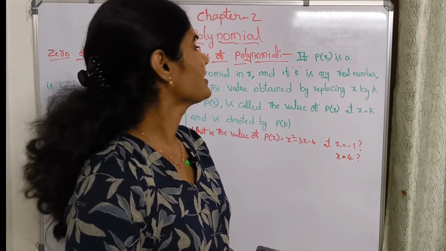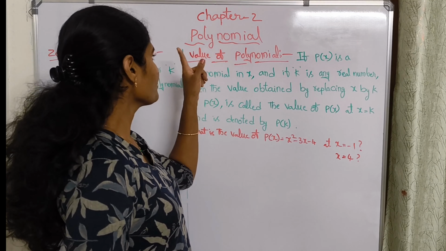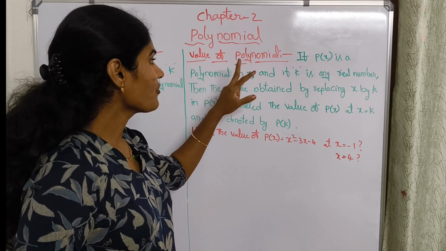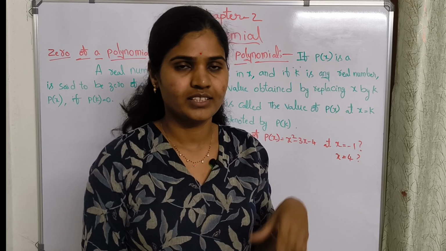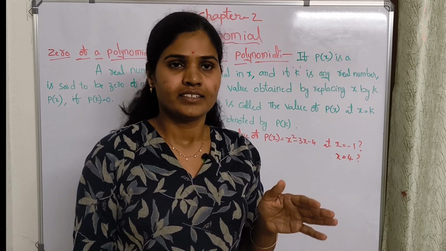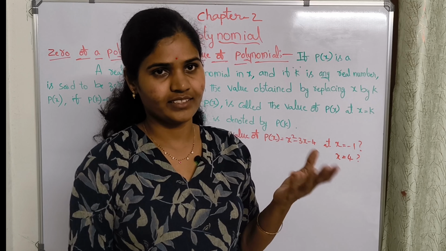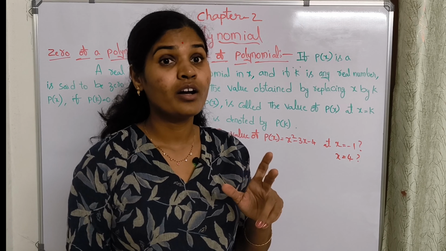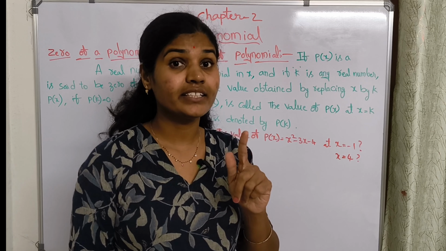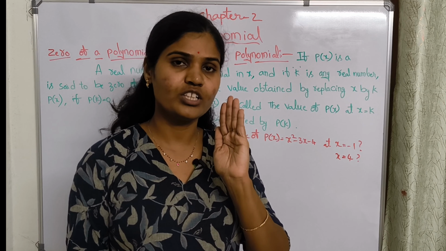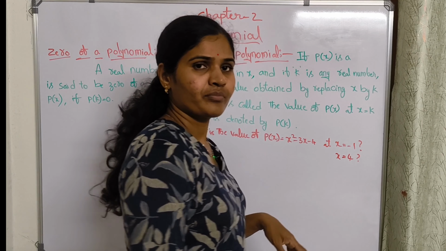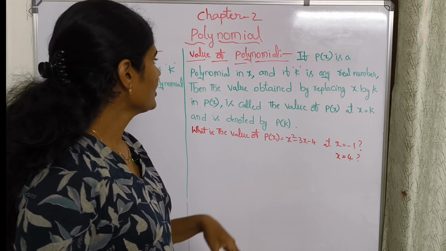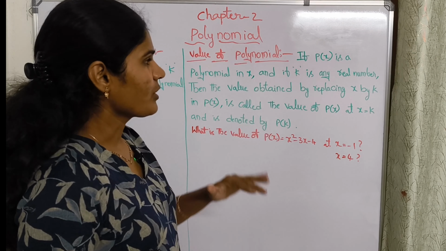Today's topic is in chapter number 2, polynomial, value of a polynomial. Already we discussed what is polynomial. That polynomial is an algebraic expression. It contains non-negative integral powers, only positive integral powers. Okay, that is polynomial. Next one is, what is value of polynomial?